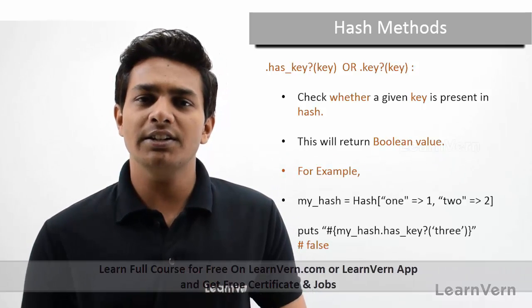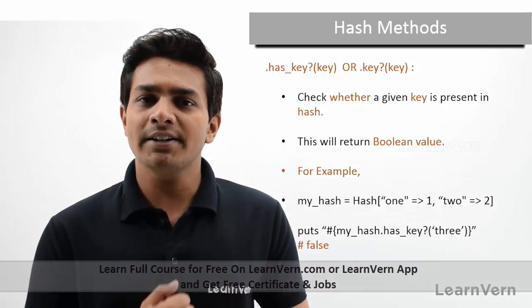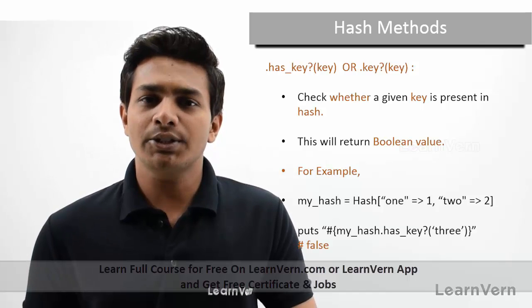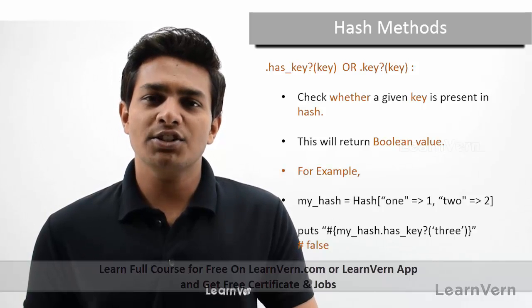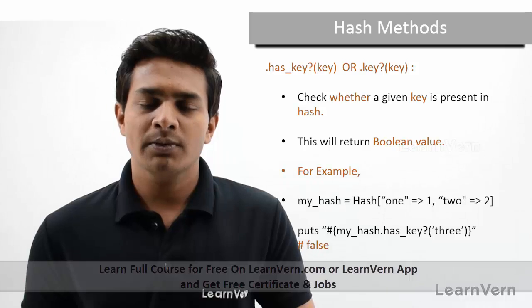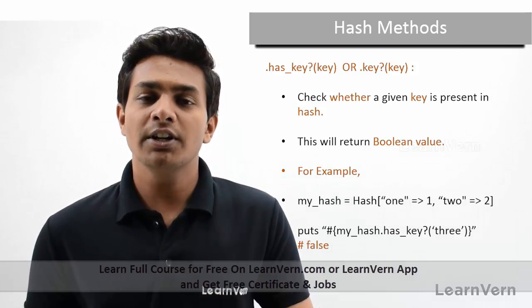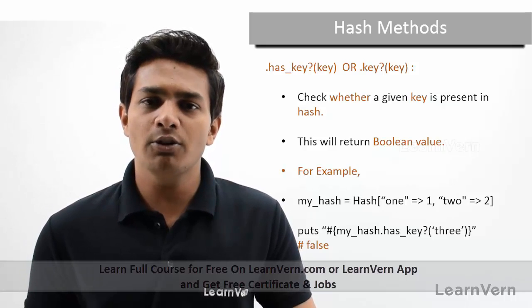So here on the screen I have created one hash, and in my second line I am searching for a key that is 3. But this key, actually the string 3, does not exist in my hash. It contains only two key value pairs. So here it will return false as my final output.